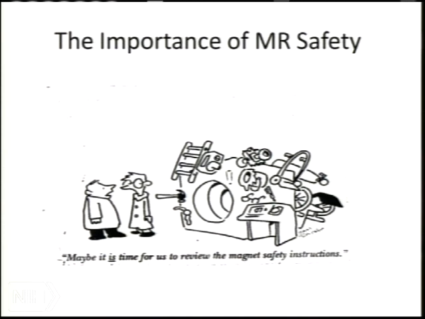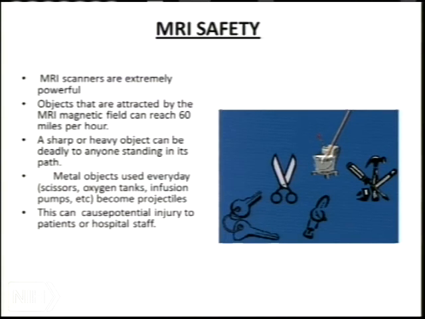So I mentioned the problem that in a strong magnetic field, ordinary objects like scissors or oxygen tanks become projectiles and can actually hurt people who are in the room. So while this is kind of a joke, in fact, this is very, very serious. MR scanners are very powerful. Objects are attracted to them and easily reach 60 miles an hour by the time you let go to the time it hits the gantry, which is only 10 or so feet. And a sharp or heavy object can be deadly to anybody in the path of something going 60 miles an hour.